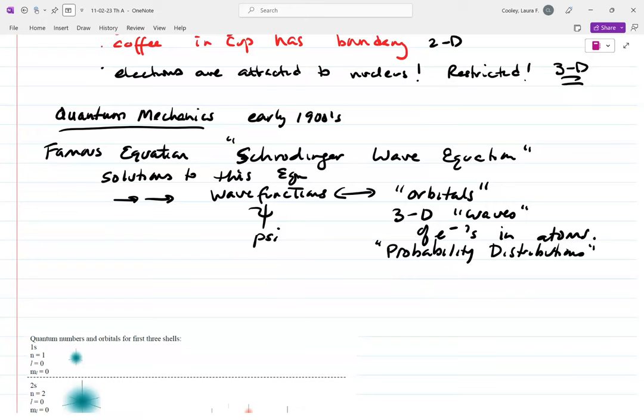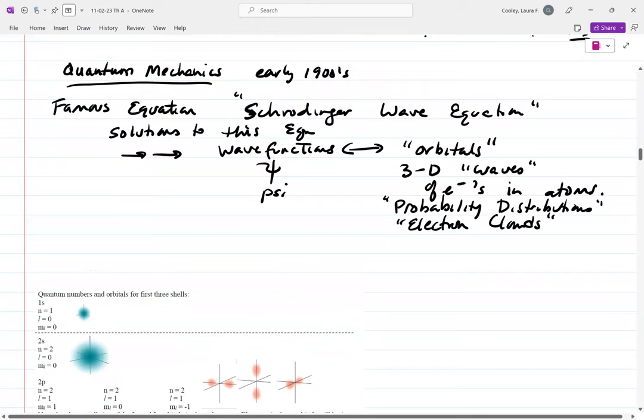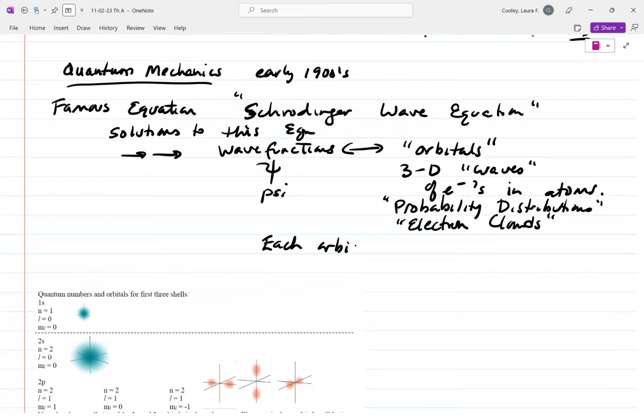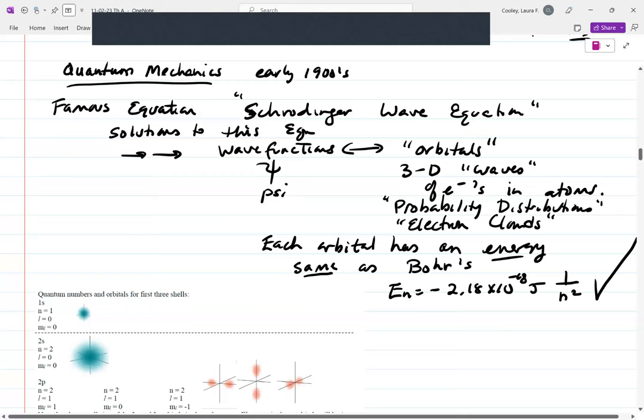And there's a lot of uncertainty about the position of an electron. So we call these things electron clouds more than orbits. They're really not orbits, okay? Now, each of these wave functions or orbitals has an energy. And it actually turns out that this energy is the same as what Bohr found: En equals minus 2.18 times 10 to the minus 18 joules, times 1 over n squared, still works in the quantum theory. So each has a corresponding energy.